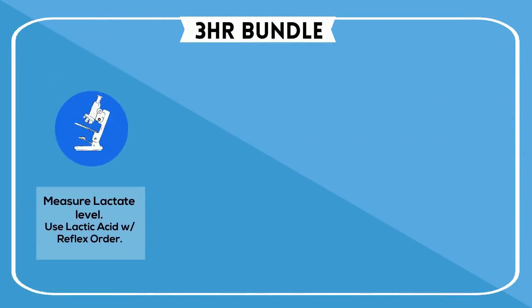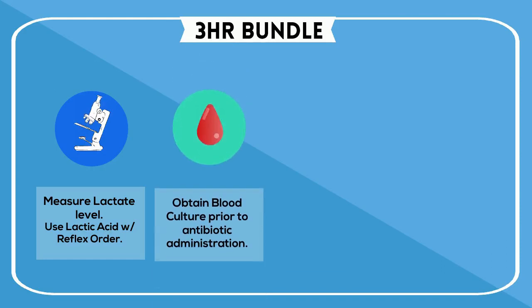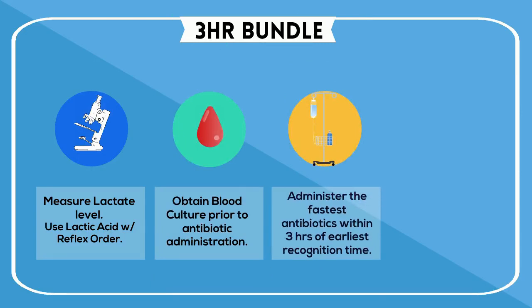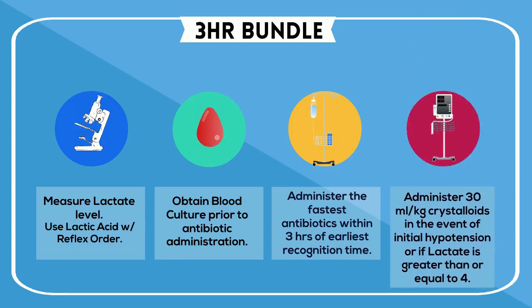Thankfully, the CMS has provided guidelines on how to treat sepsis early. Part of the 3-hour bundle includes measuring lactic level by using lactic acid with reflex to repeat order, obtaining blood culture before giving any antibiotics to identify the causative organism, administering the fastest antibiotics within 3 hours of earliest recognition time, administering 30 ml per kilogram crystalloids in the event of initial hypotension, or if lactate is greater than or equal to 4.